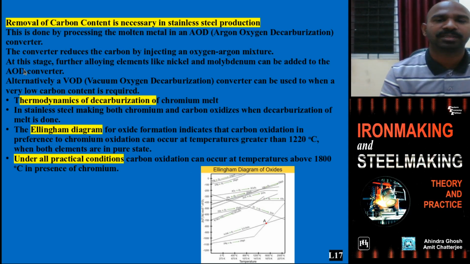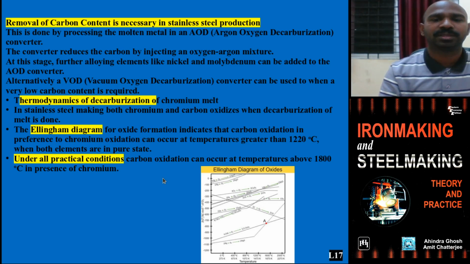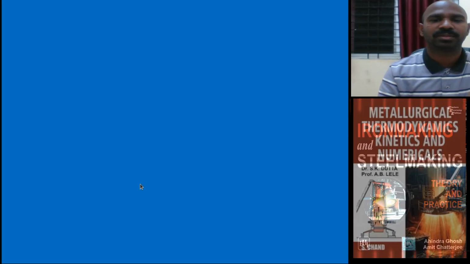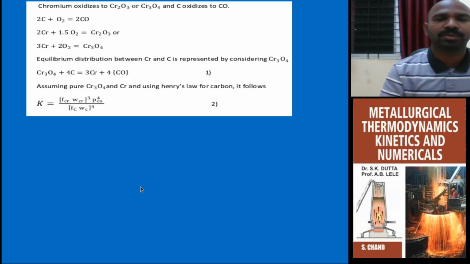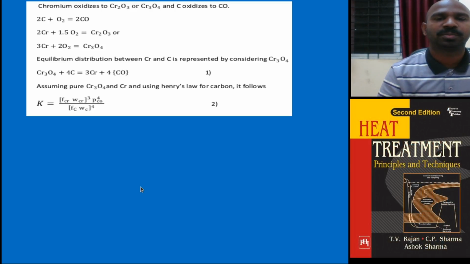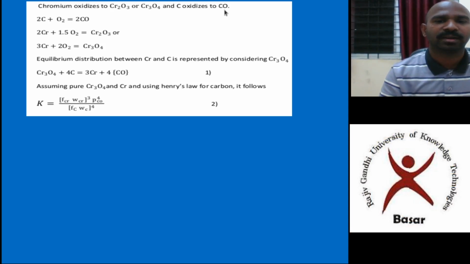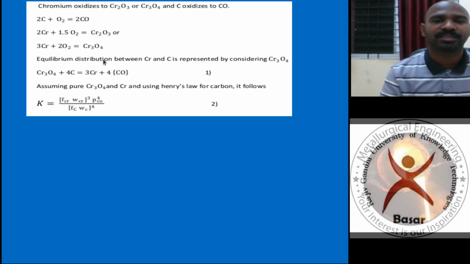If you maintain it in the AOD vessel and VOD vessel, carbon and chromium get oxidized, and if you want to retain the chromium, you need to add silicon or molybdenum so that it gets retained. As we know, chromium oxidizes in the form of oxides Cr2O3 and Cr3O4. Carbon oxidizes to CO in the case of the stainless steel production process. These lines are kept in the equation, and it also includes these reactions.